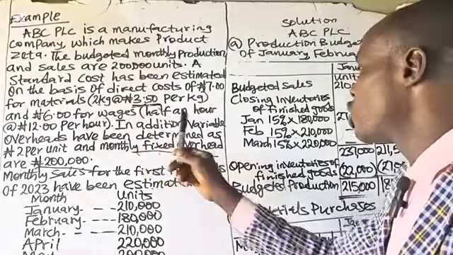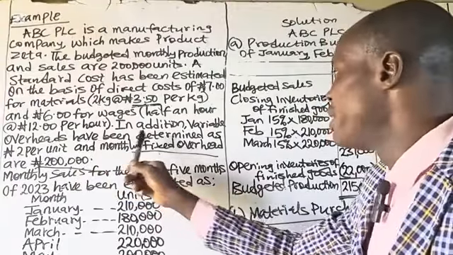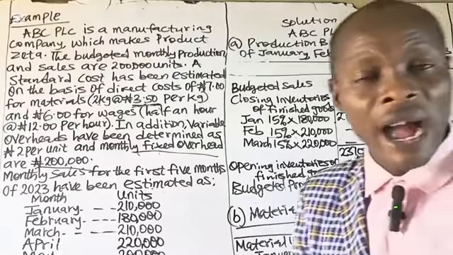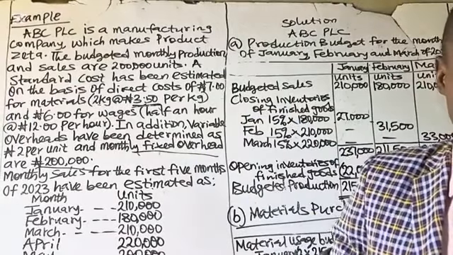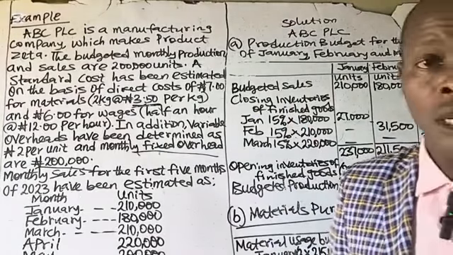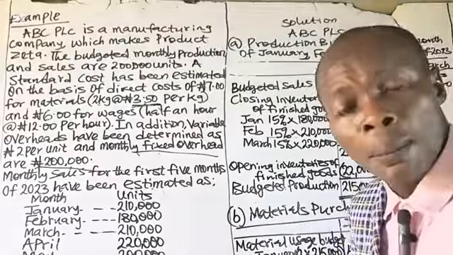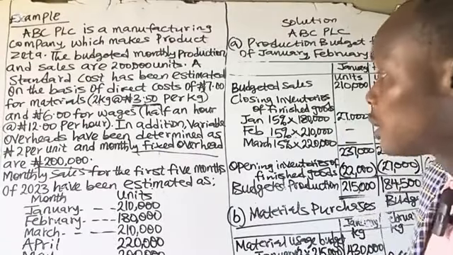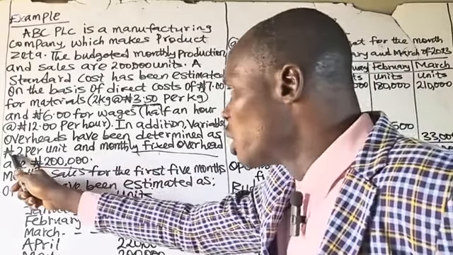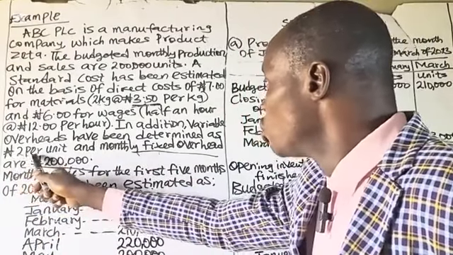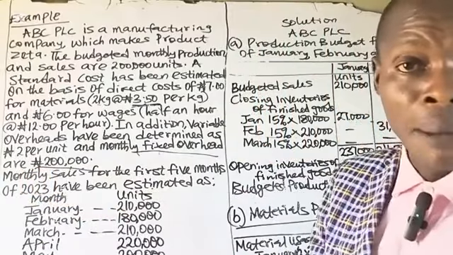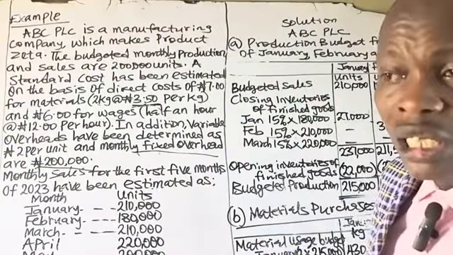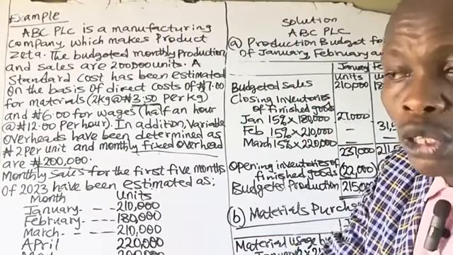You were told, in addition, variable overheads have been determined as 2 naira per unit. Remember, variable overheads are costs that change with the level of activity. So they change with production. As the production increases, variable overheads also increase. So it is the units produced that will be used to multiply the variable overheads in order to get the amount incurred for each of the months. So we multiply 2 naira by the units produced, that is, the units produced from the production budget.